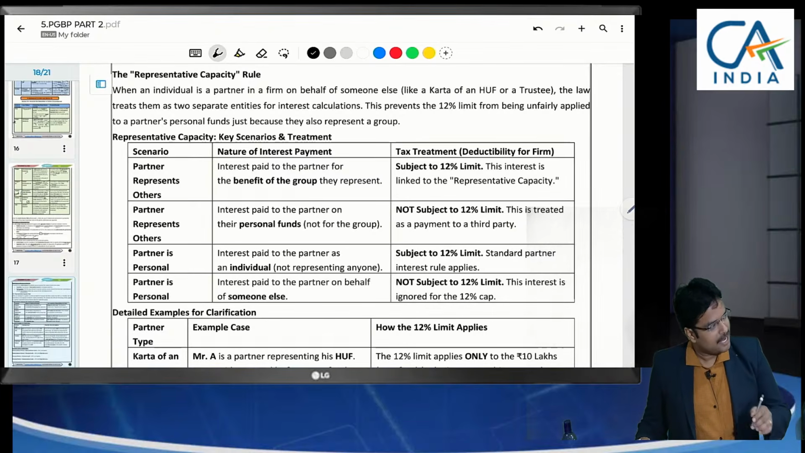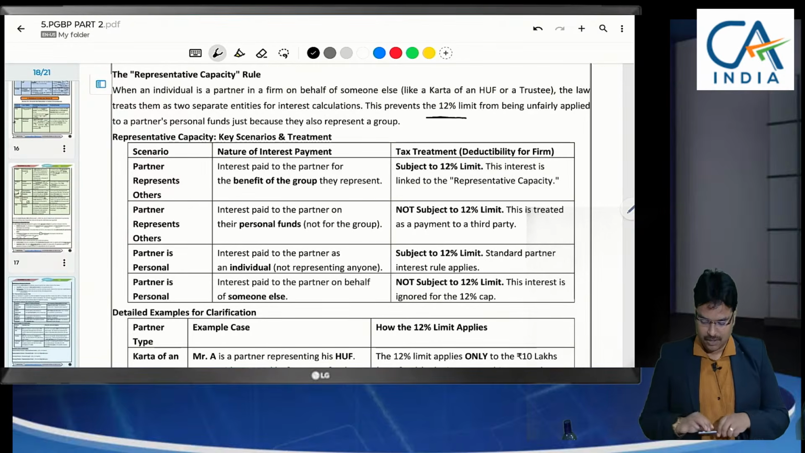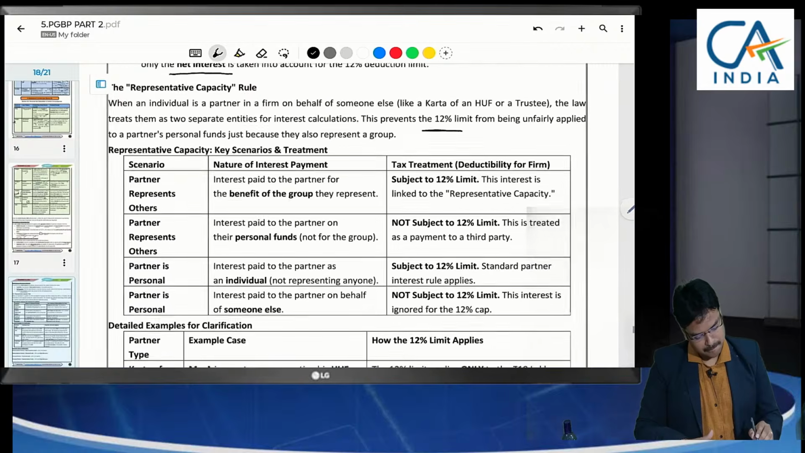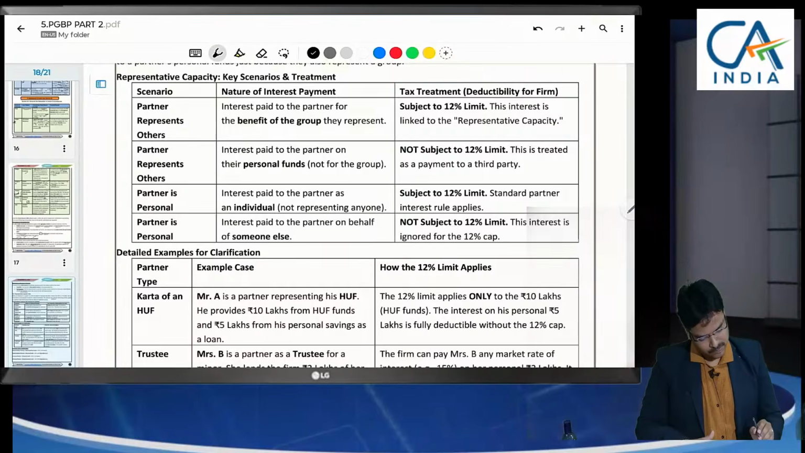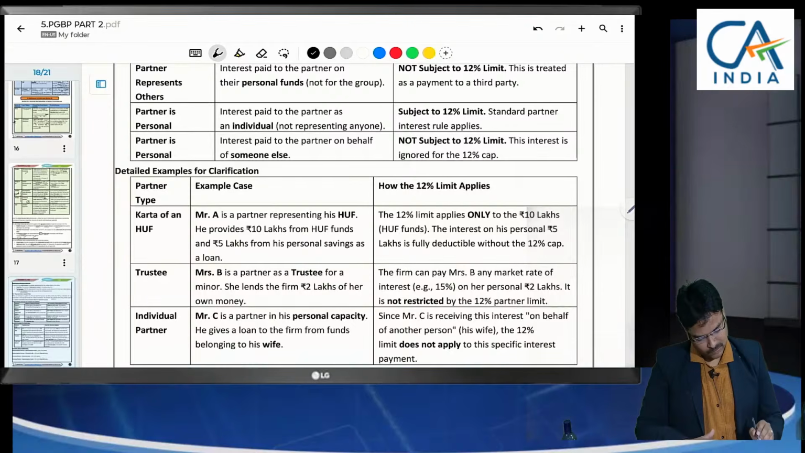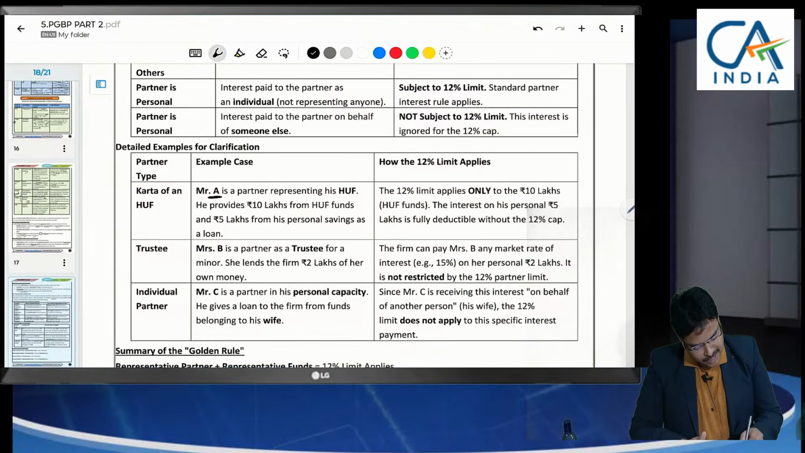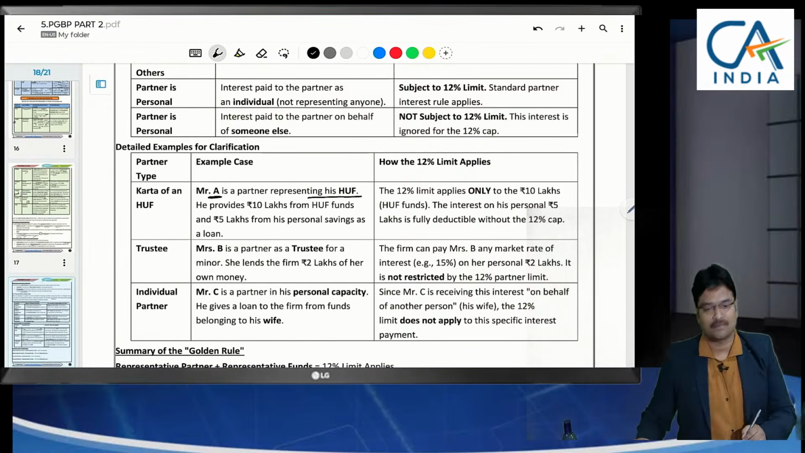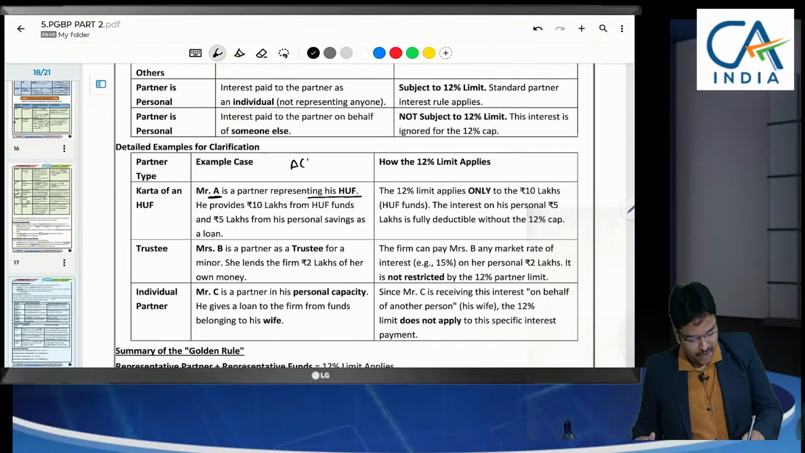If a loan is given in a representative capacity, then these limits will not apply. Sir, what do you mean by the term representative capacity? Here, representative capacity means, I have given an example here. Mr. A is a partner representing his HUF. Mr. A is not the partner of the firm. The HUF is the partner of the firm.